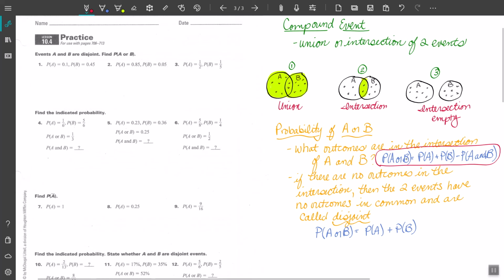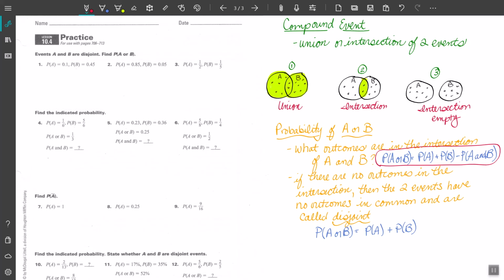So if we have two events coming together, A and B, and we want to know the probability of either A or B happening, so either one, then we're going to take the probability of A happening and add that to the probability of B happening and subtract from that the probability of A and B. That takes into account what they have in common. You're subtracting that out from what they do not have in common.